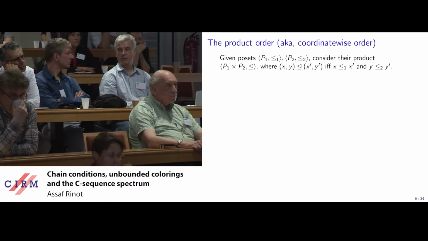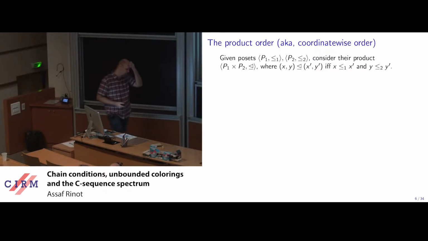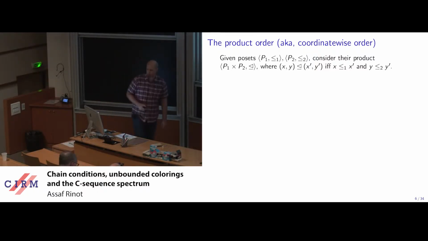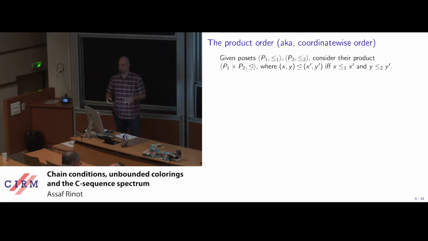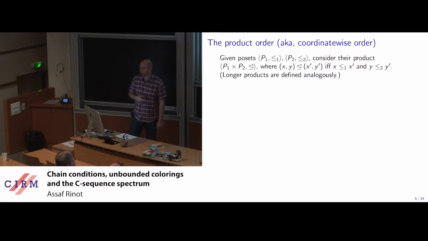Okay, so let's talk about the product order, or in other words, the coordinate-wise order. If you are given two posets P1, P2, you can look at the product, and the product is just, as I said, coordinate-wise. So for (x', y') to be above (x, y), x' has to be above x, and y' has to be above y. So in both coordinates, we require domination. And of course, I define it for two, but you can define it for longer products as well, including infinite products.